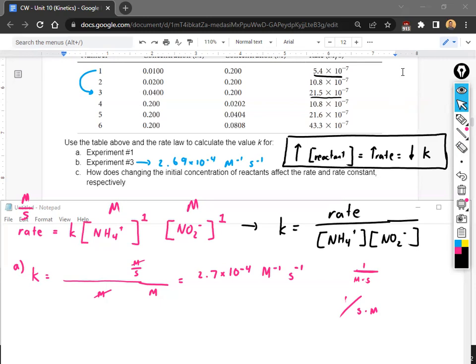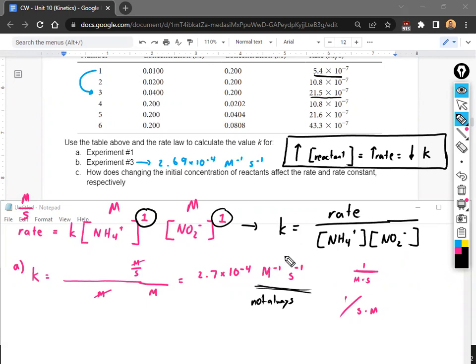Before we finish up, we're all done with the new stuff, but I do want to mention one thing real quick. Make sure you keep the units of measurement in mind, because K is not always this unit of measurement. K will not always be per molarity per second. It depends on what these exponents are, and that's going to change what the units of measurement are. So just keep that in mind.